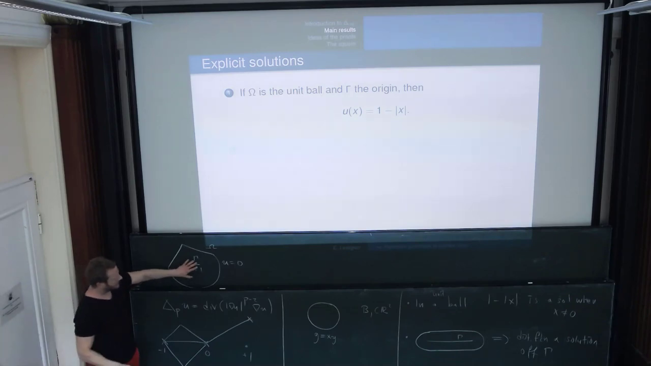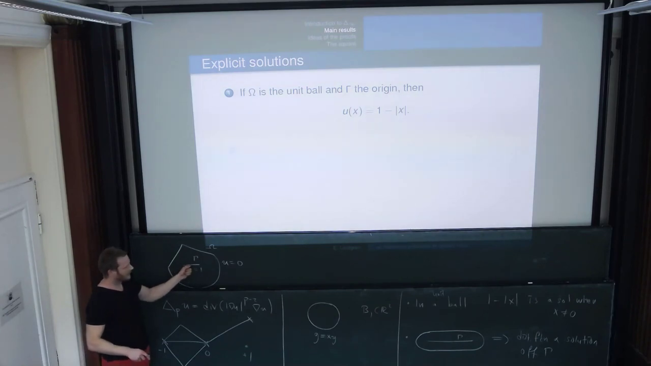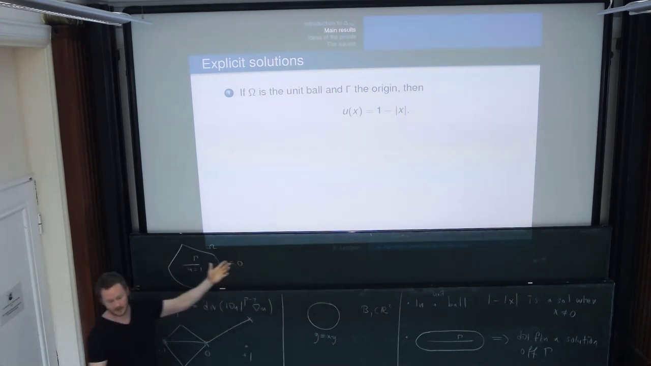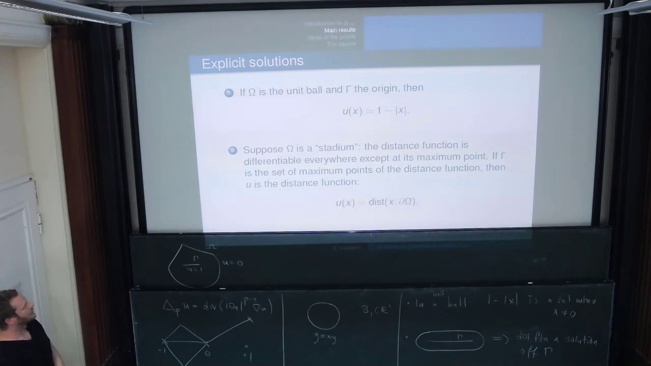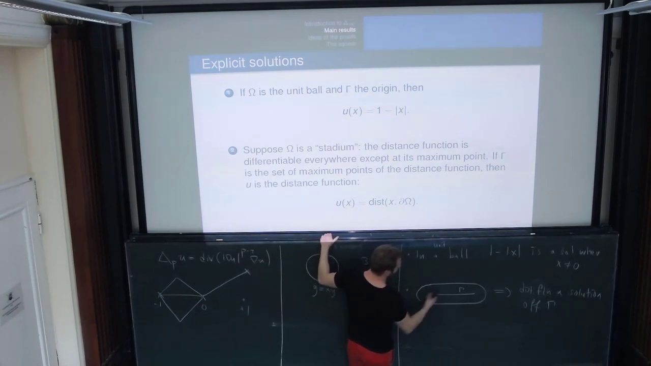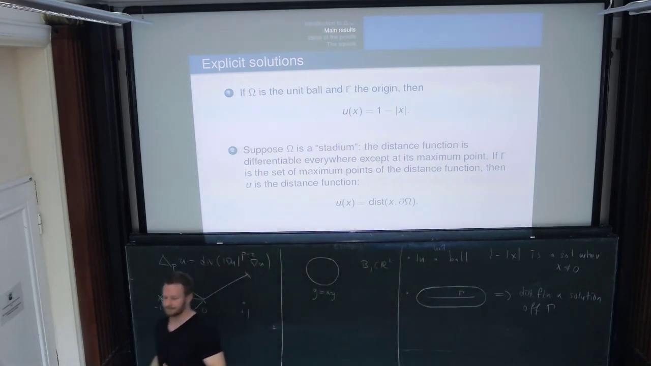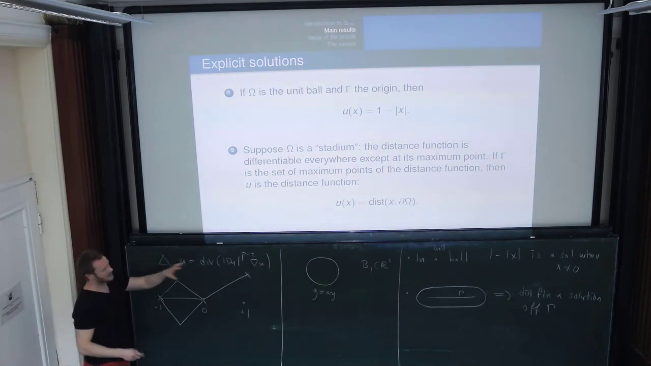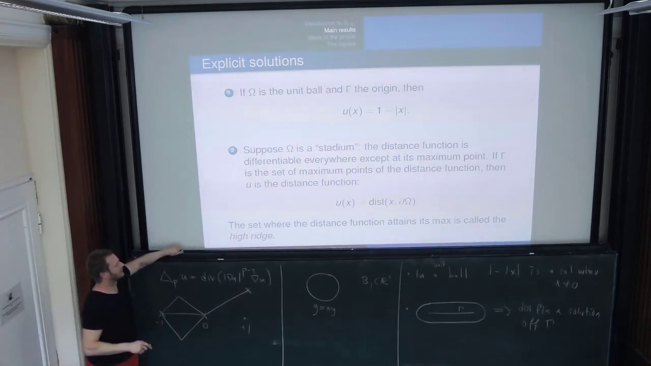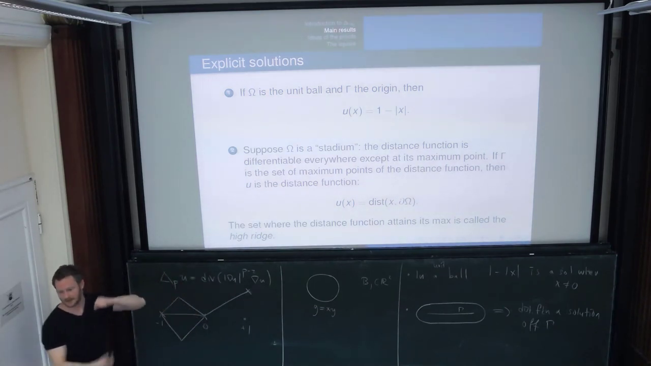So typical examples of this are actually the examples I already mentioned. So if this gamma here is just a point, and if you take a ball, then this solution here, 1 minus absolute value of x, is a typical solution. And also, if you have a stadium-like domain, which is like the one I drew here, the distance function in a domain like this, if the distance function is C1 everywhere outside gamma, it's a solution to this problem. And in fact, I'm going to say that these two examples are very, very special. So just some notion here. You usually refer to this set, in this case, as the high ridge, which is the set where the distance function has its maximum.